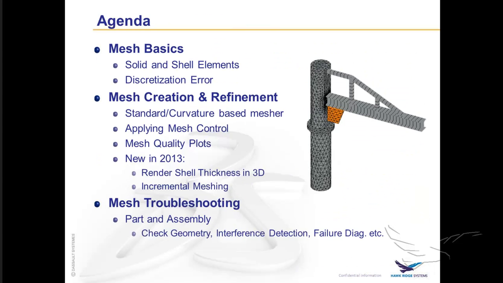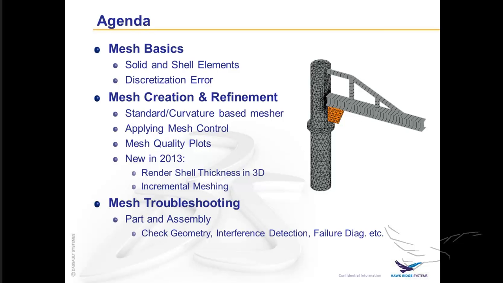So this presentation is going to be broken up into several sections. We'll cover some mesh basics to ensure everybody has a firm understanding of what a mesh is and why it's important. We'll also use this opportunity to discuss discretization error and how element size plays a critical part in creating a mesh that minimizes these discretization errors to help us get reliable results. We'll also talk about mesh creation tools, of course. Both the standard and the curvature-based mesh algorithms will be discussed.